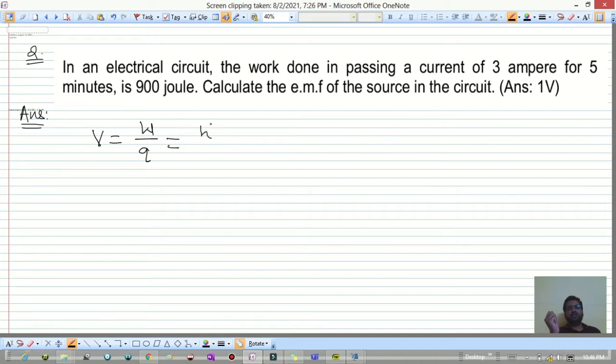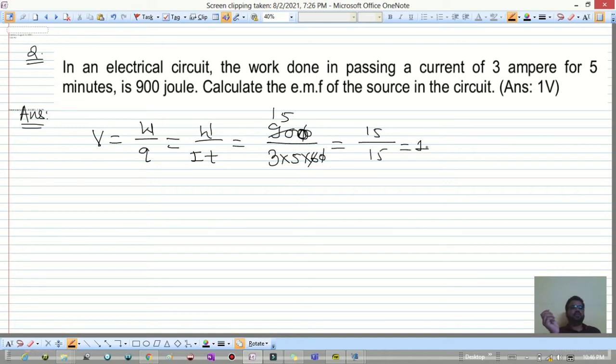Which is equal to work done divided by charge, and charge is current into time. So what is the work done given? 900 joules of work done divided by current, given as 3, and time t, given as 5 into 60. This 0 gets cancelled. Then 6 ones are 6, and 6 fives are 30, so you will get 15 divided by 15, which is equal to 1 volt. So I hope this is clear. It's very simple. Potential difference is work done on a unit positive charge. Charge is current into time, so it is equal to 900 divided by 3 into 5 into 60. From this you will get 1 volt as the answer.